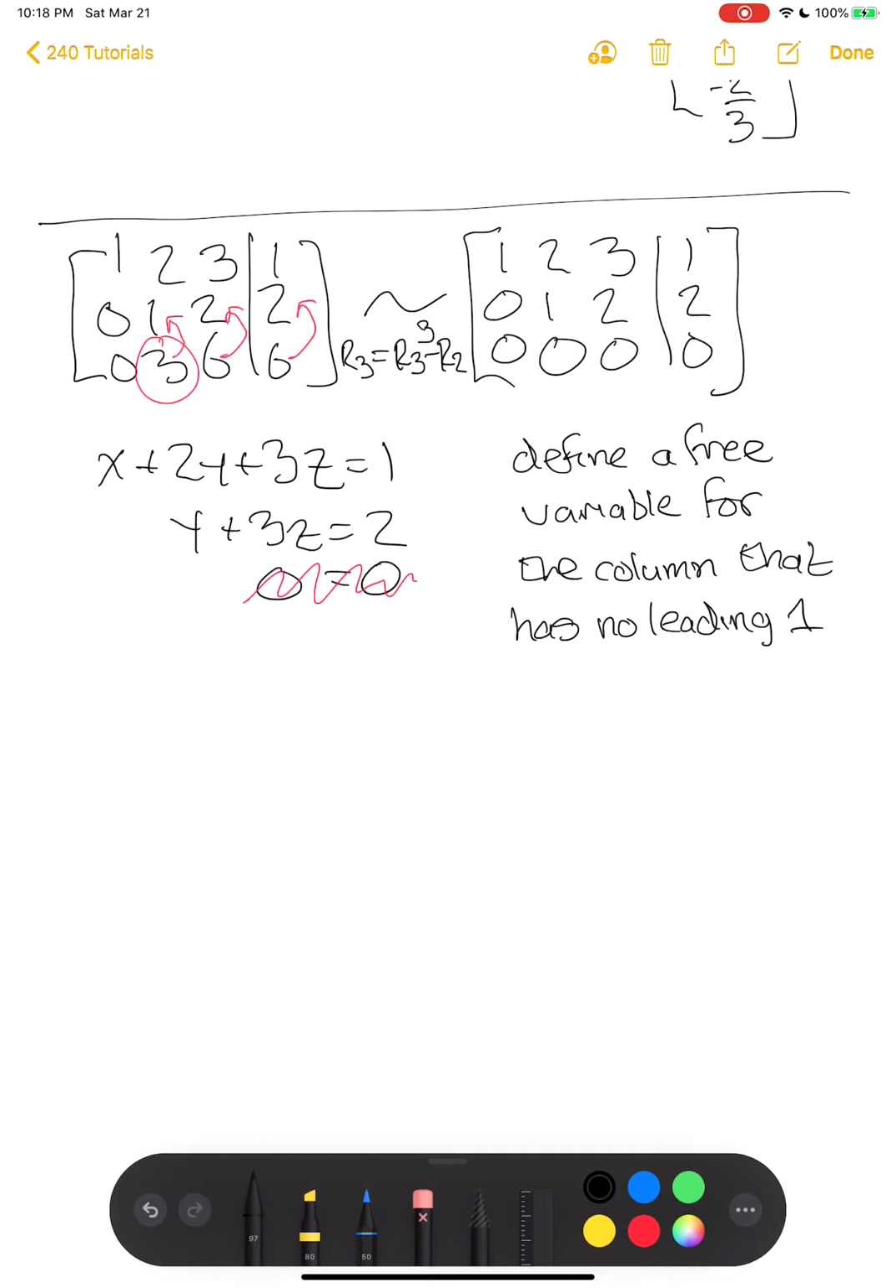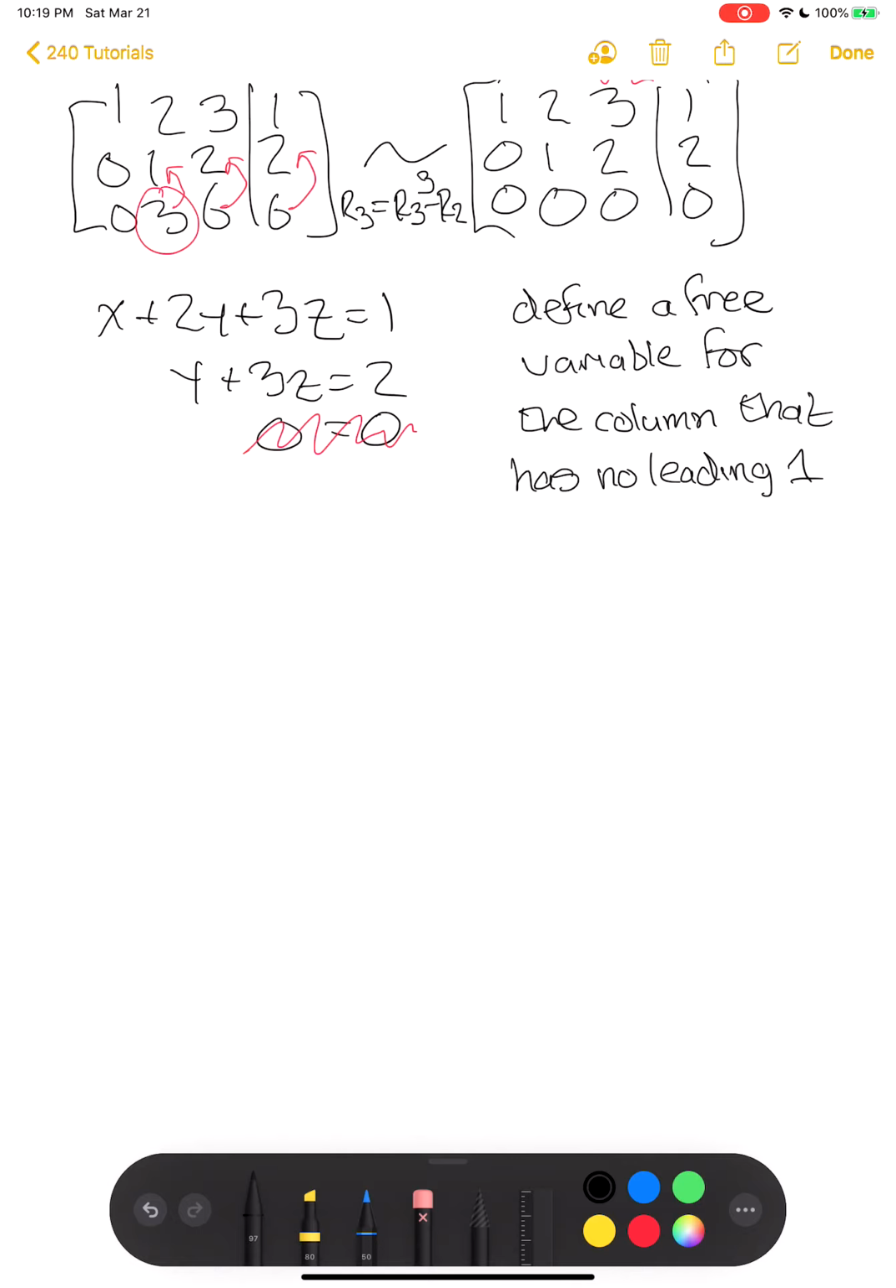That's just the rule. In this case, the column that doesn't have a leading one is this third column here that corresponds to the variable z. So I need to make z my free variable. If you make x and y your free variable, you get funky answers, and you don't want that. So I need to define a free variable. I'm going to say that z is equal to t.